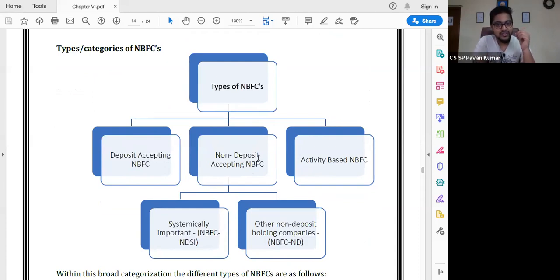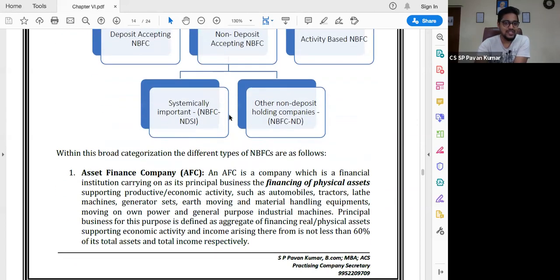And this non-deposit accepting NBFC is further classified into two types: systematically important non-deposit accepting companies and other non-deposit accepting companies. If my asset size is more than 500 crores, I will be called a systematically important non-deposit accepting NBFC, otherwise other non-deposit accepting NBFCs. This is the broad classification for NBFC companies.